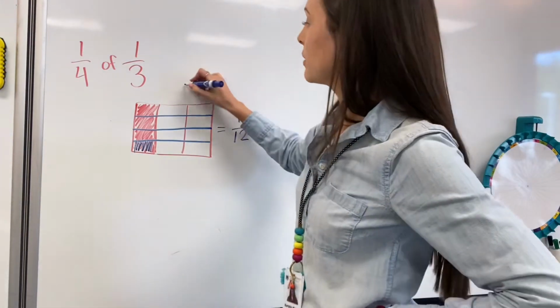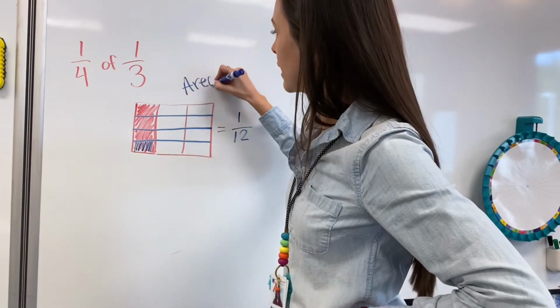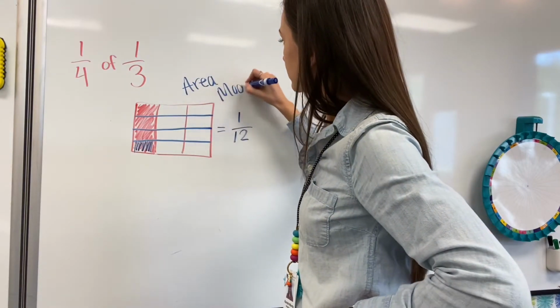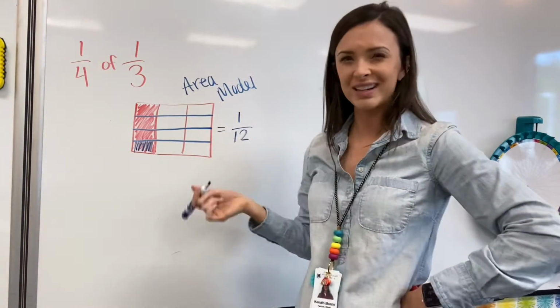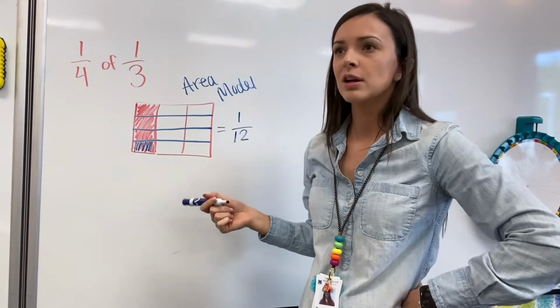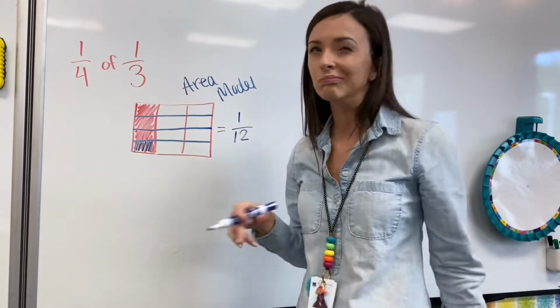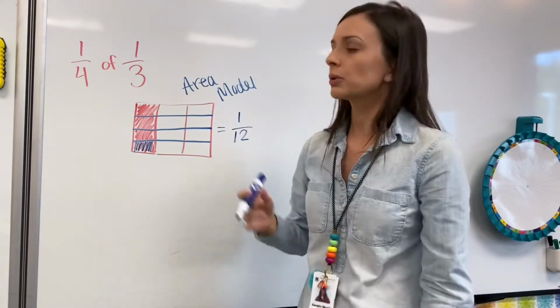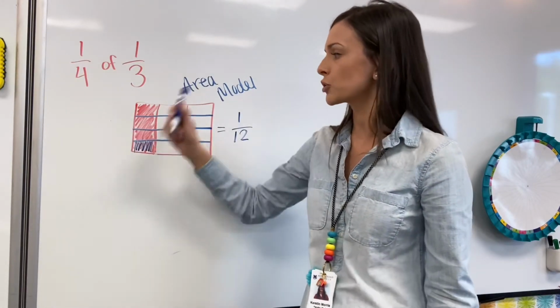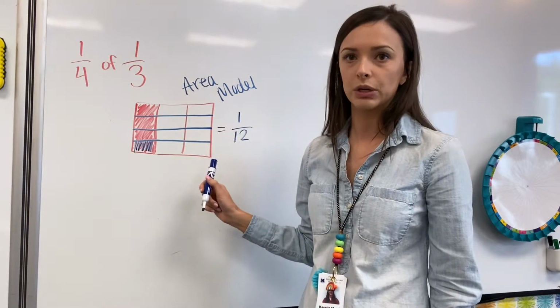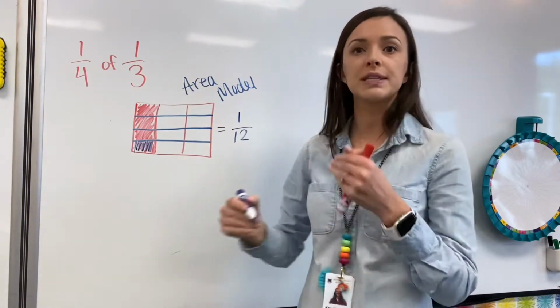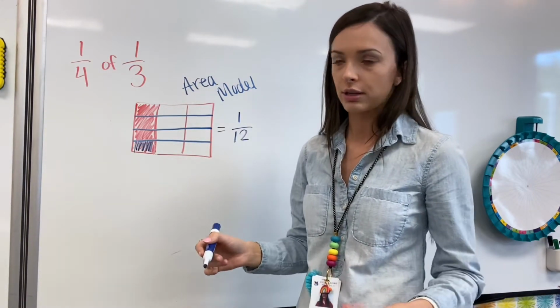So now that we've solved this using an area model, what do you guys think? How effective is using an area model? On your test, are you going to have time to draw pictures for all these questions? Probably not. So let's use this conceptual understanding that we've just built and introduce a procedural version, if you will.